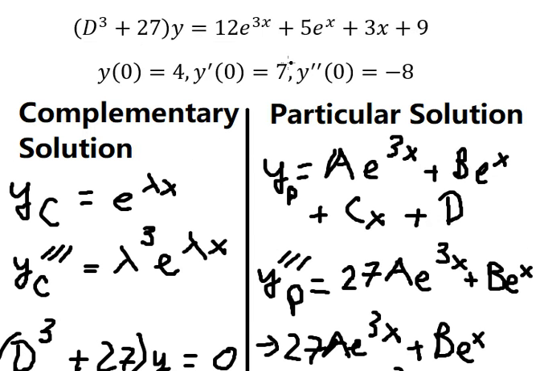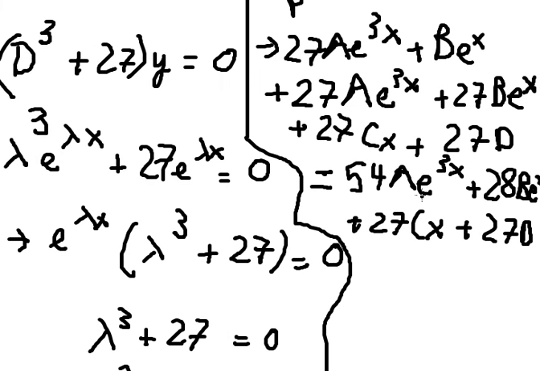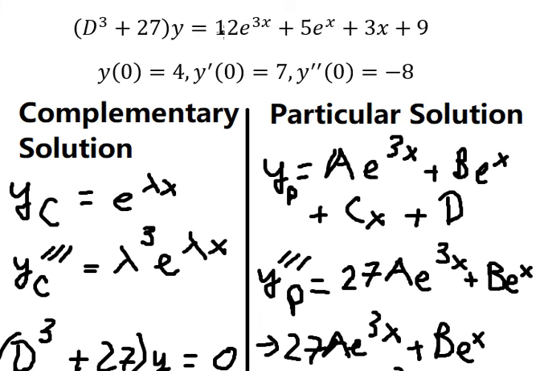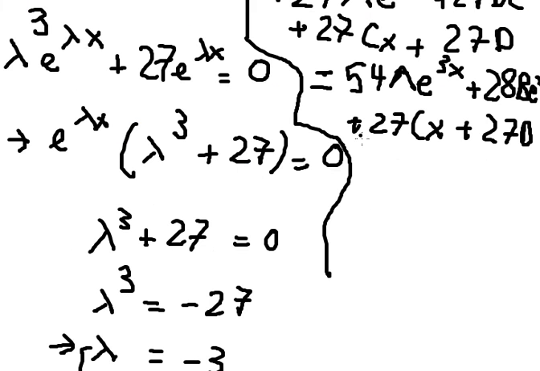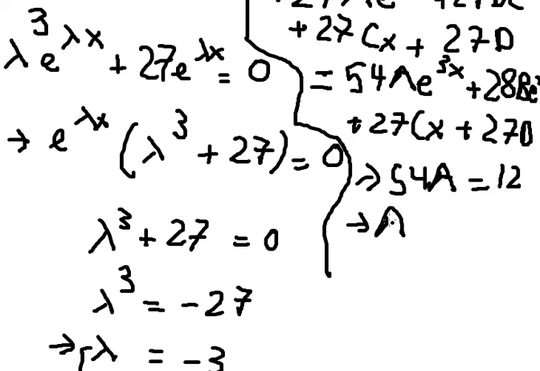So we compare the coefficient of e to the power of 3s. We have 12, so that means 54a equals 12. So we divide both sides by 54, and we have a equals 2/9.